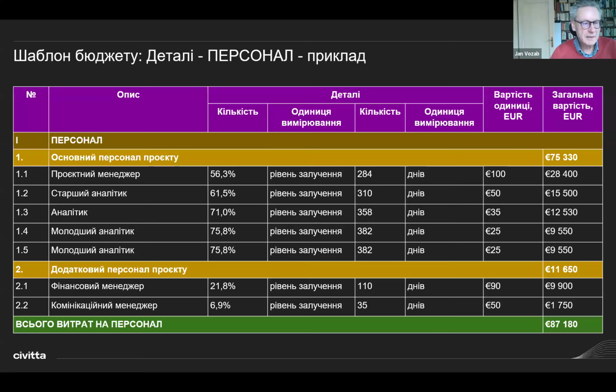And altogether, the basic personnel, the basic staff of the project, was 75,330 euro. And the same for other personal costs. So the total personal expenditures or costs for the project were 87,188 euro.